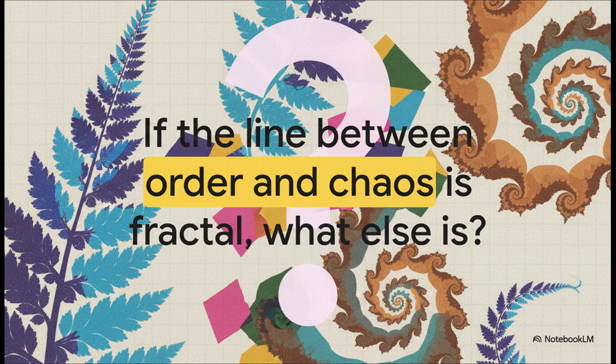And that kind of leaves us with one last big thought to chew on. If the line that separates simple, predictable systems from chaotic, unpredictable ones is itself infinitely complex and beautiful, what does that tell us about our universe? What other simple, repeating rules might just be hiding in plain sight, generating the incredible, intricate reality we see all around us?